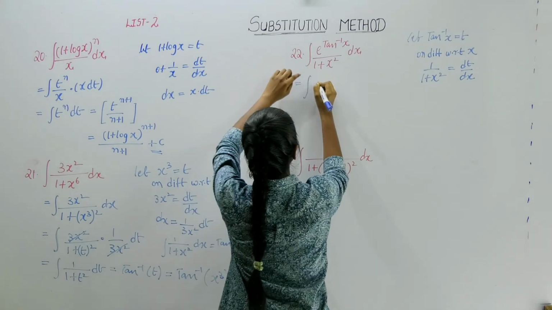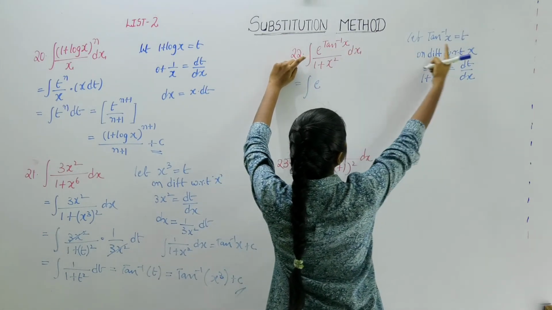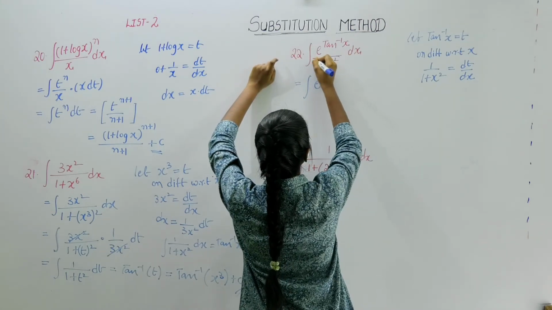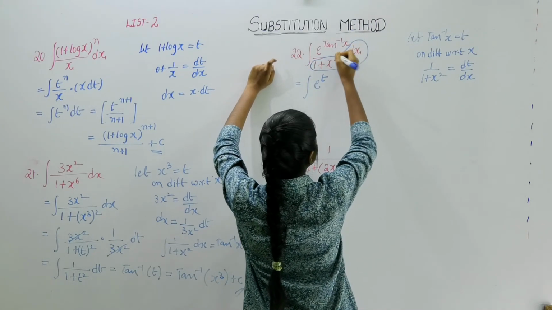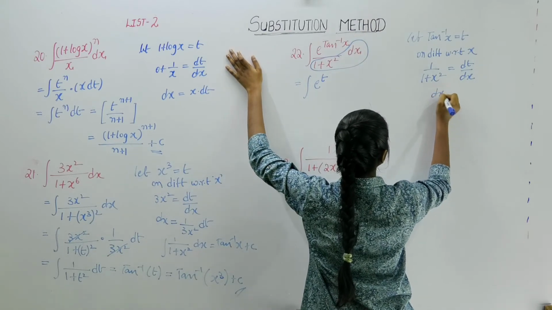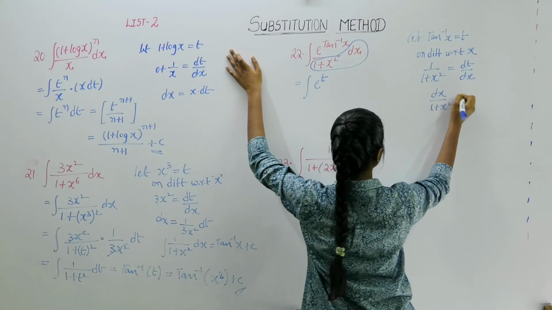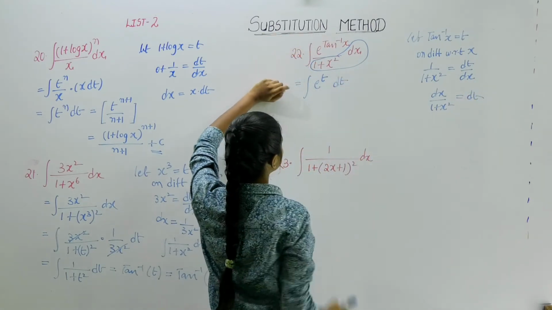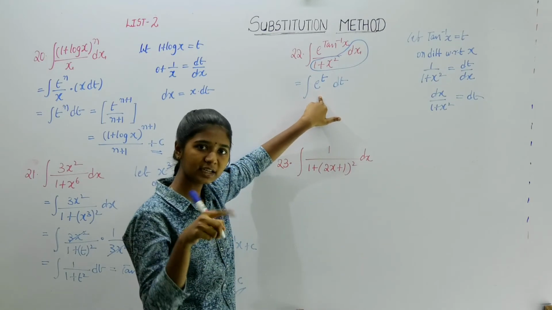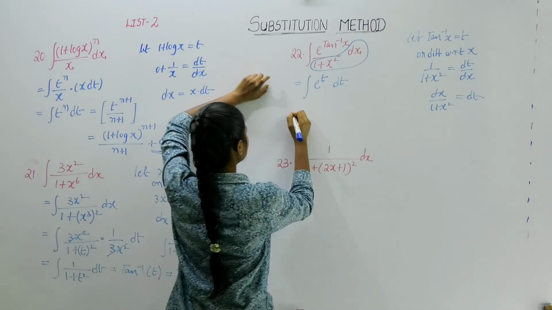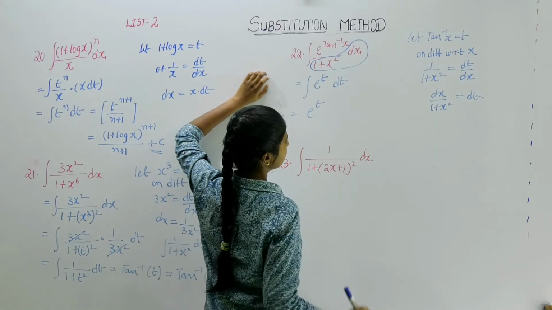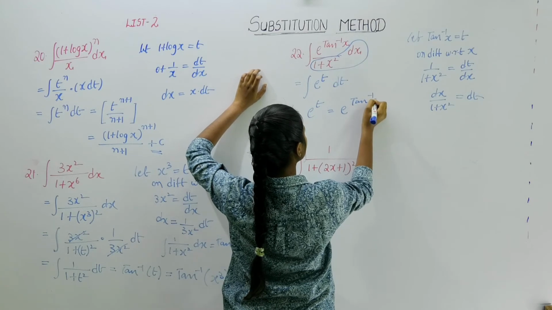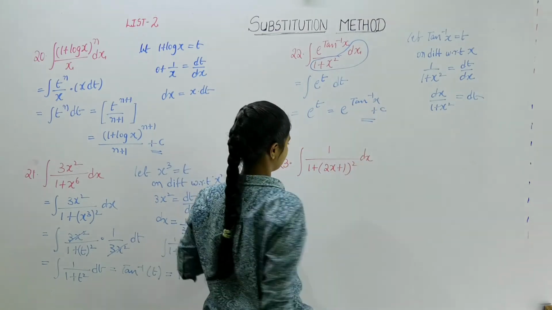Now, integral e to the power of tan inverse x. In the place of tan inverse x, I substitute t, and here in this place that is dx by 1 plus x square is equals to dt. In this place I substitute dt. Now this is in the form of integral e power x into dx is equals to e power t. What is the value of t? E power tan inverse x plus c. This is the final answer.